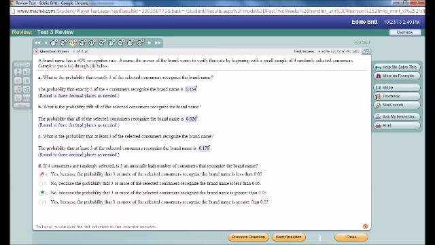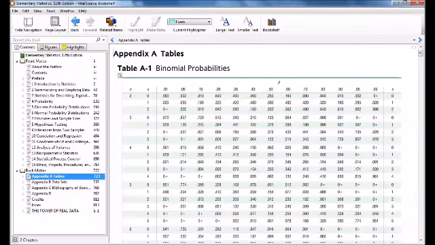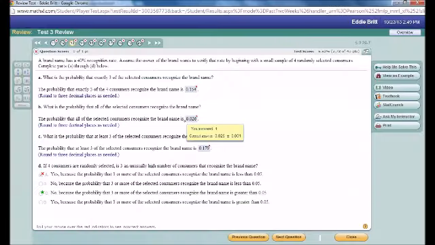What is the probability that all of the selected customers recognize the brand? Okay, so that would be all 4, right? So if we go back to our table, we want to use the same N. It's just that the X, all 4, would be this 4 here. And we go over to 0.4, right there, 0.026. So this is that all 4 recognize the brand. 0.026.